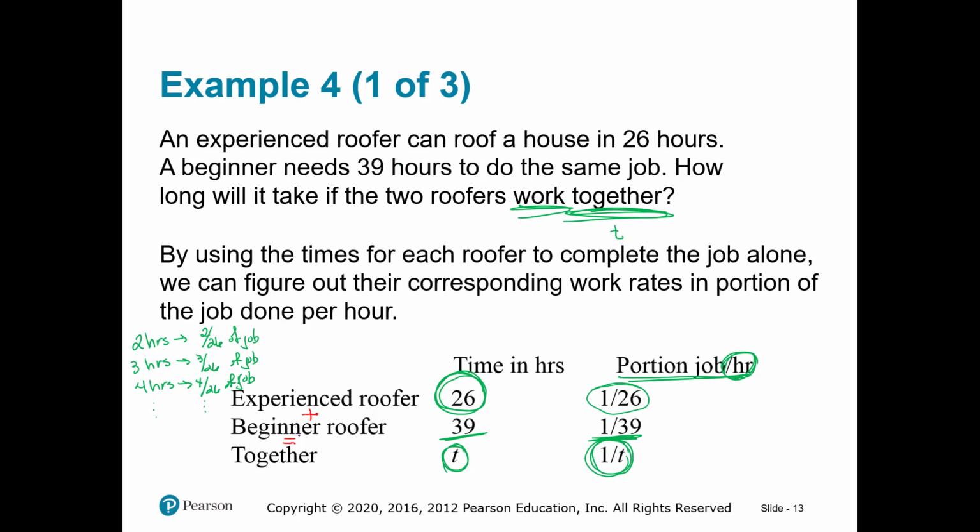Technically, it should take less time, right? I mean, unless you're washing a car and you get into a water fight, it should take less time, right? So the fact that this beginning roofer takes 39 hours, when he works with somebody more experienced, it should take less than 39 hours, shouldn't it? Yeah, so for us to add 26 and 39, it's going to be well over 39 hours. So that's not what we're adding together, because it's not the same.